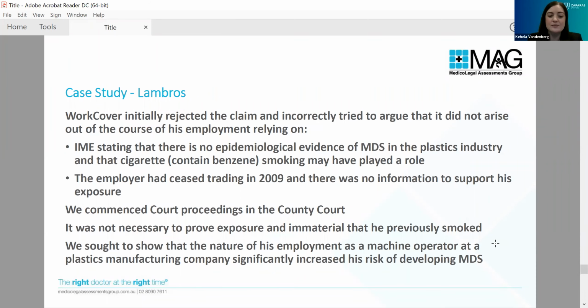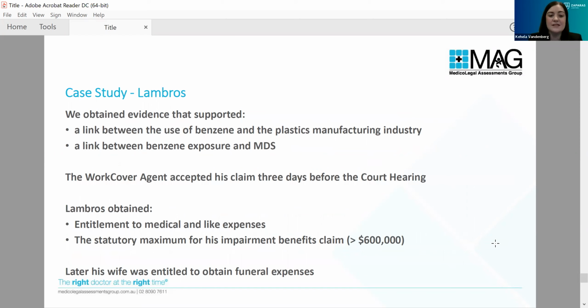As noted, it wasn't necessary to prove actual exposure, and it was immaterial that he had also smoked. Working at a plastics manufacturing company significantly increased the risk of him developing MDS. We obtained evidence, thanks to some wonderful experts, that there was a link between the use of benzene and the plastics manufacturing industry, and also that benzene exposure can contribute to or cause MDS.